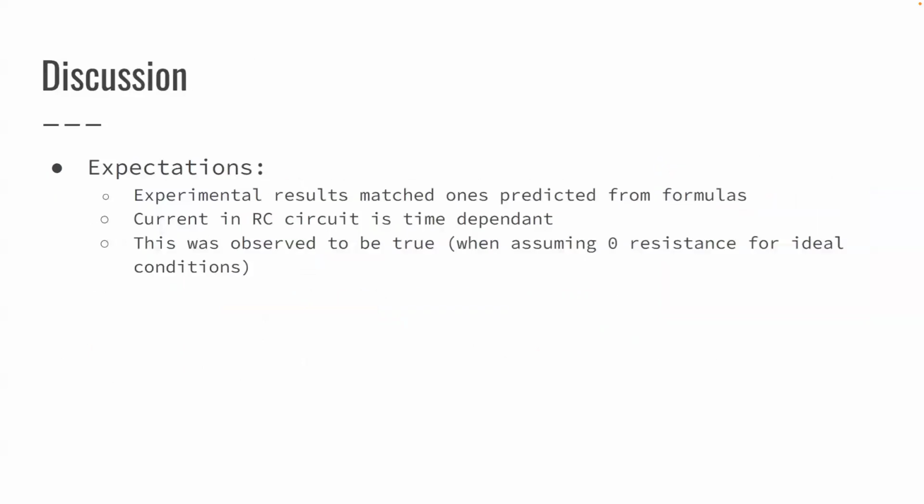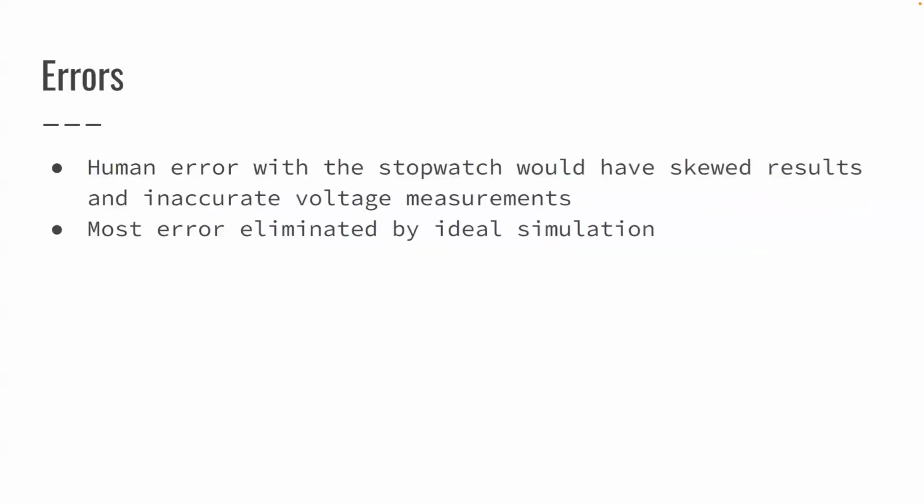Discussion. Our expectations were that the experiment results matched the ones predicted from formulas. The current in RC circuits is time dependent, and this was observed to be true when we assume zero resistance for ideal conditions, although this isn't always true in a real life scenario.